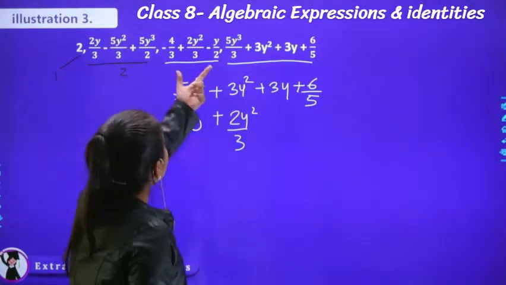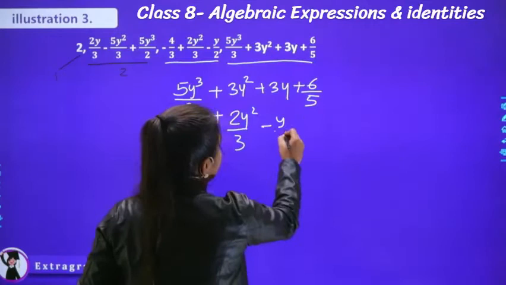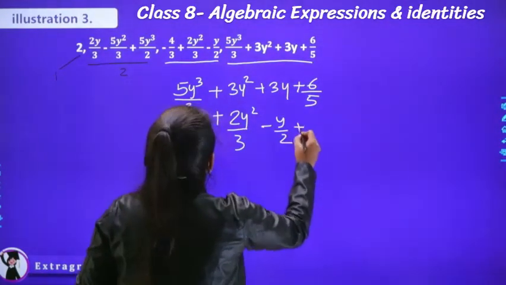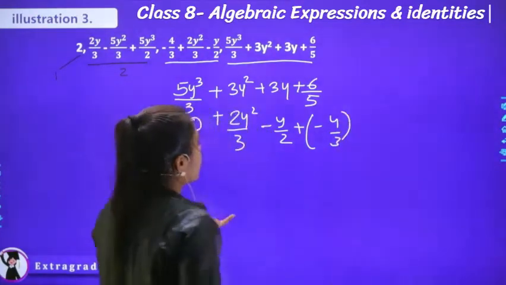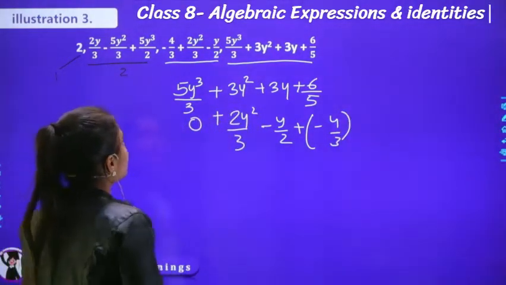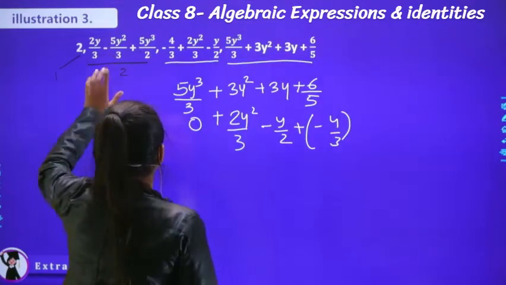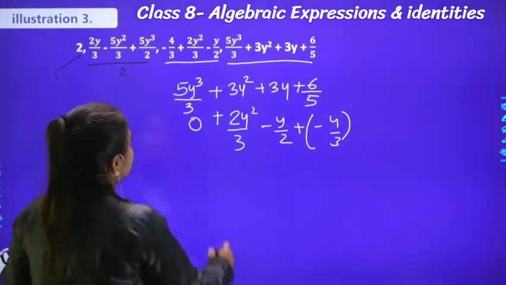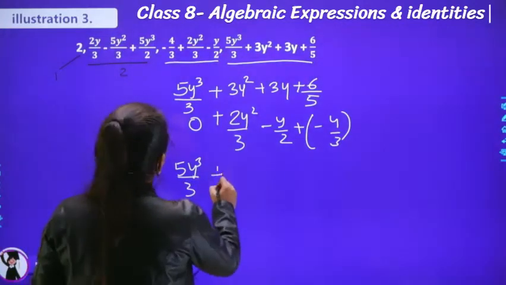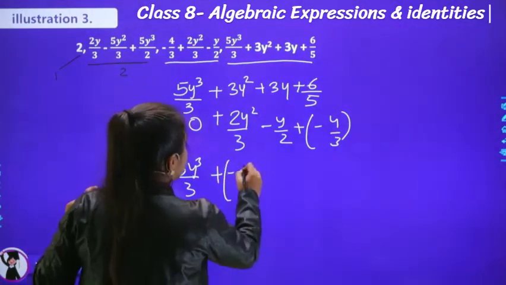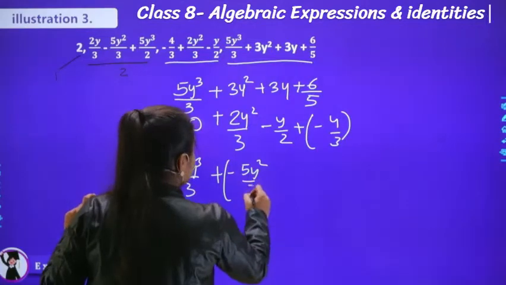Then for y we have minus y by 2. Then for the constant we have minus 4 by 3. Then next we have this expression: 5y cube upon 3 we will take here, plus 5 minus 5y square upon 3.